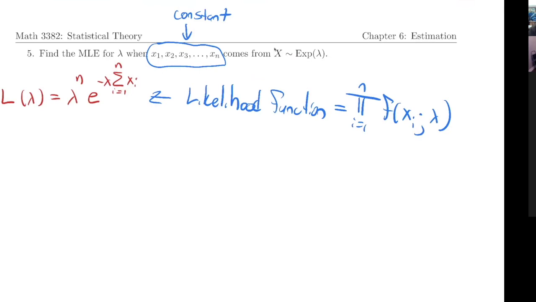We're thinking about how different values of lambda affect how likely it would be for us to get the fixed sample that we have. So we think of our sample as fixed, and now we're going to play around with different values of the parameter so that our output becomes most likely. Over here, we would next go ahead and take the derivative of this with respect to lambda.